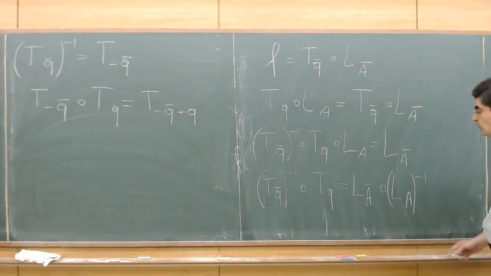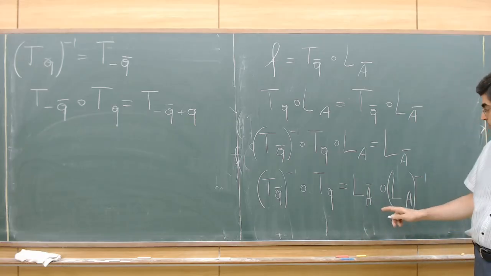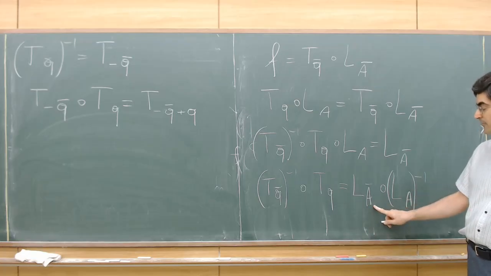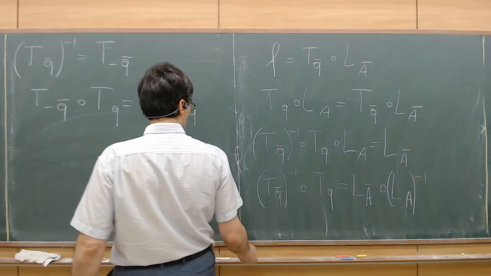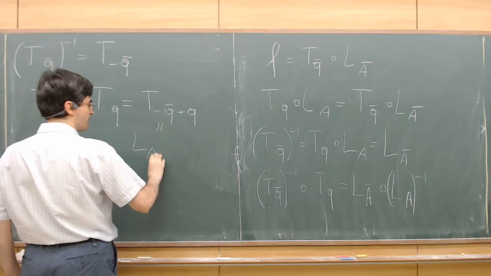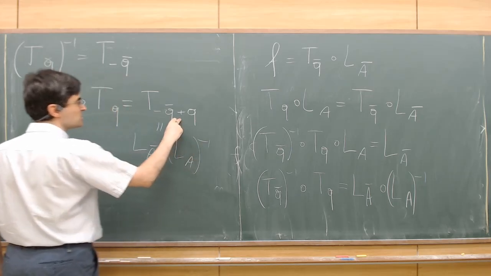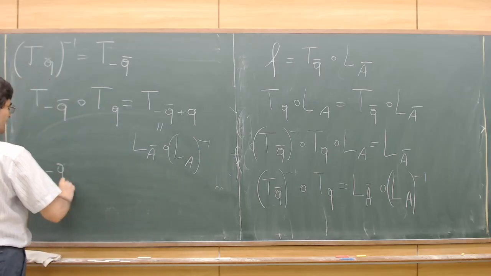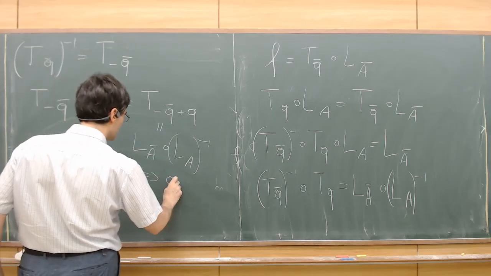Instead, on the right, we have a transformation which fixes the origin. Why? Because LA fixes the origin, so its inverse fixes the origin. LA bar fixes the origin, and this composition will fix the origin. So also this one must fix the origin, because this transformation must coincide with this. So this implies that minus Q bar plus Q must be 0. That is Q equal Q bar.